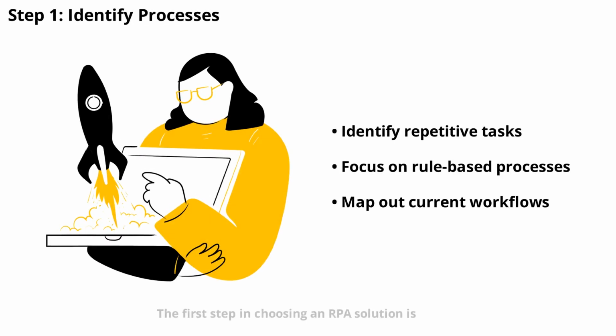The first step in choosing an RPA solution is to identify which business processes are suitable for automation. Look for tasks that are repetitive, rule-based, and time-consuming. Examples might include data entry, payroll processing, or generating regular reports. By mapping out these processes, you'll have a clear idea of where RPA can deliver the most value. This assessment sets the foundation for the rest of your RPA journey.